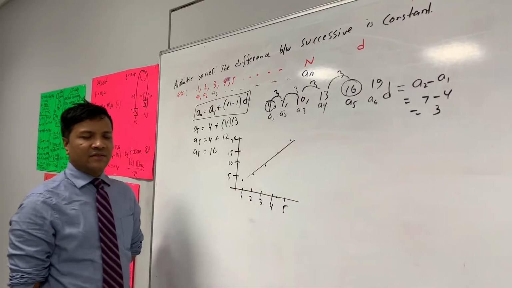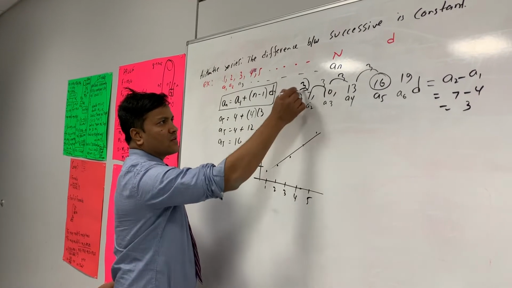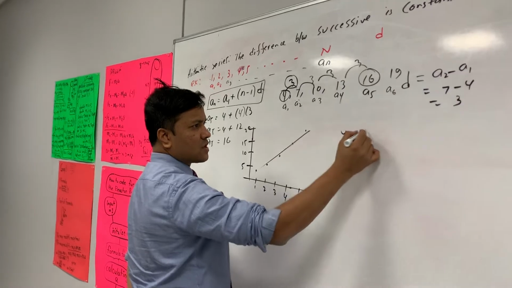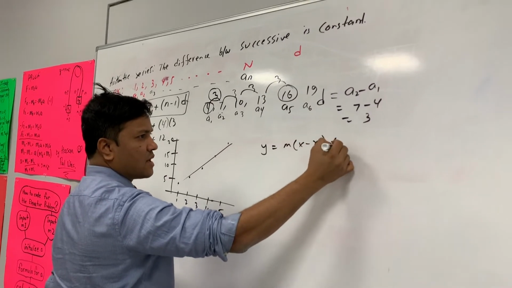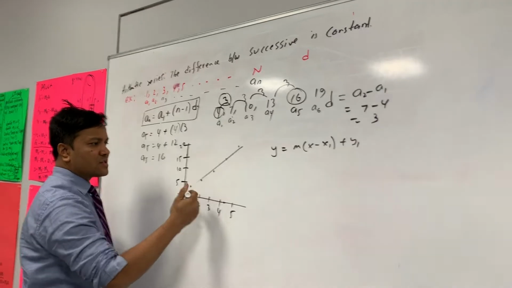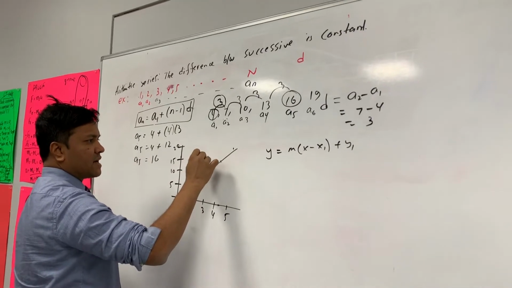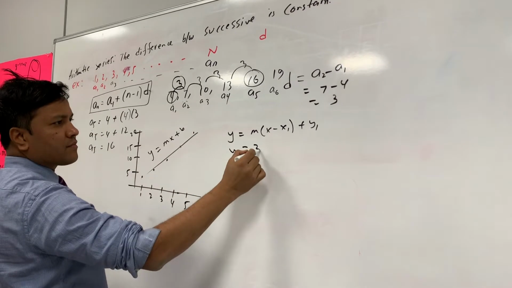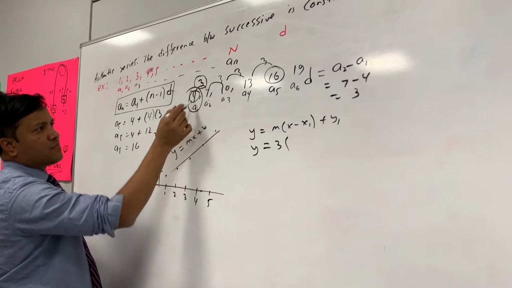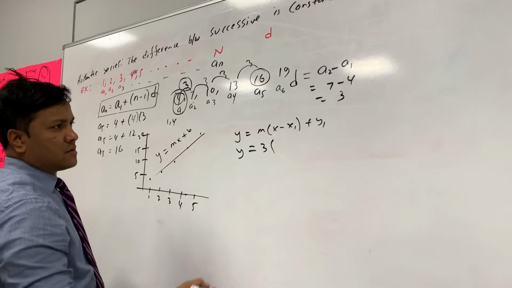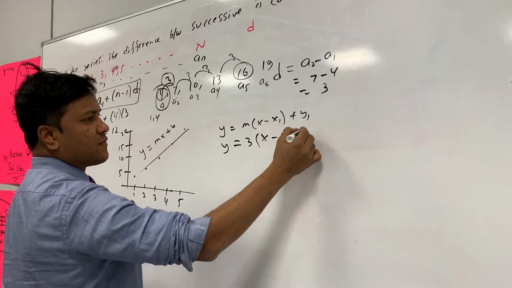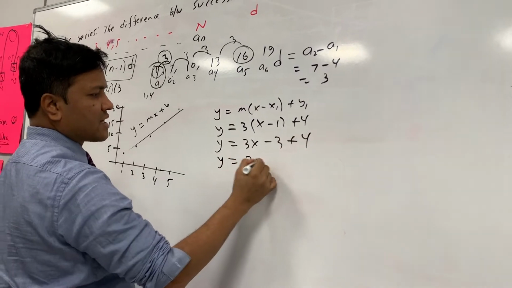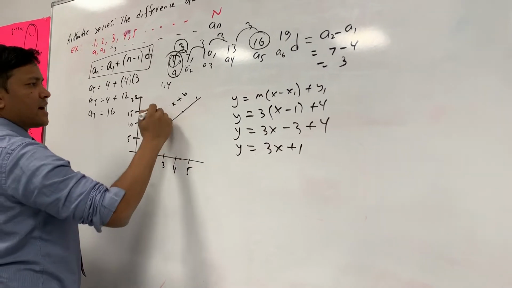So you see a linear line. Rise over run. What is the rise over run? 3 over 1. Okay. So you can use y is equal to m(x minus x1) plus y1 to derive an equation for a linear line, mx plus b. All right. So m is 3. So let's take the first point, which is 1, 4. So y is equal to 3(x minus 1) plus 4. So y is equal to 3x minus 3 plus 4. So y is equal to 3x plus 1.